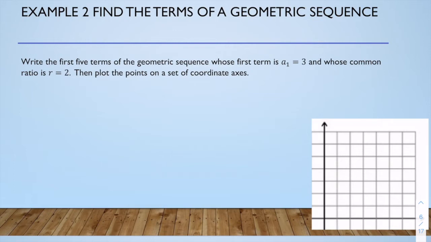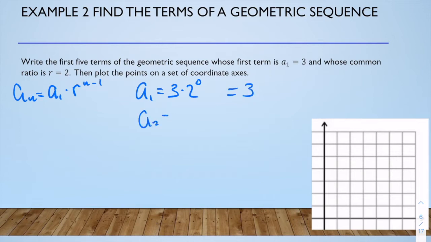So we know that if we take a1 times r to the n minus 1, that's really the nth term of the sequence. And so let's just go ahead and apply this. We want to know what a1 is, and that's going to be a1, which is 3, times r to the 0 power. But r is 2, so 2 to the 0 power is just 1, and so a1 is 3.